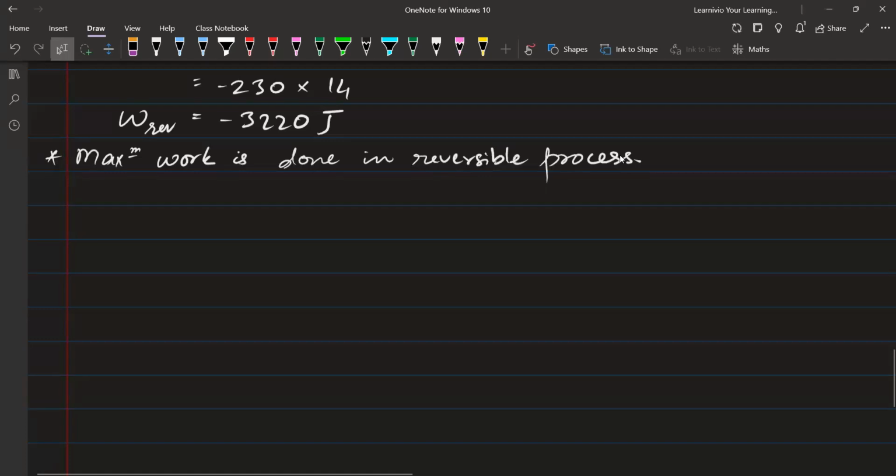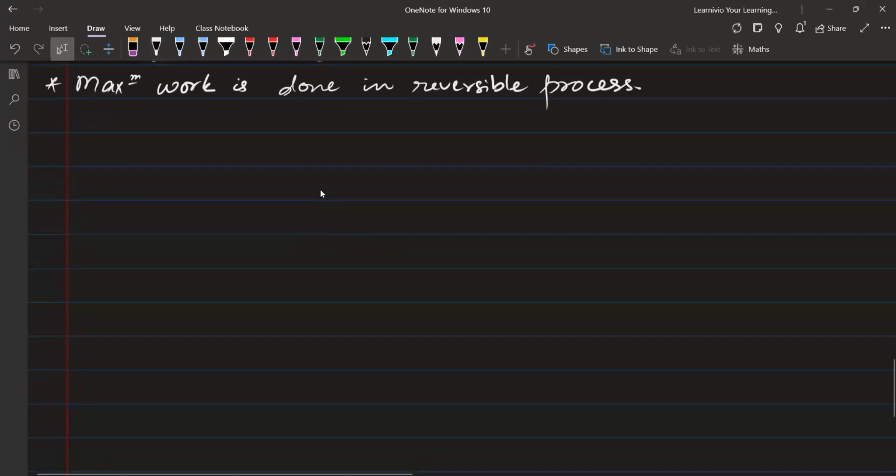Okay, so if they give you any situation, and in that situation they ask you to calculate the work that can be done, then you have to calculate the work done using the reversible formula. Okay, चलिए. So now we are going to summarize a few things.